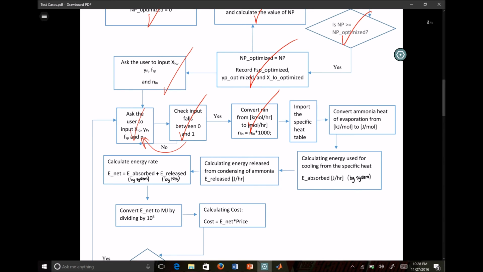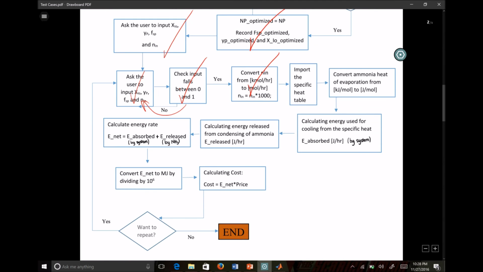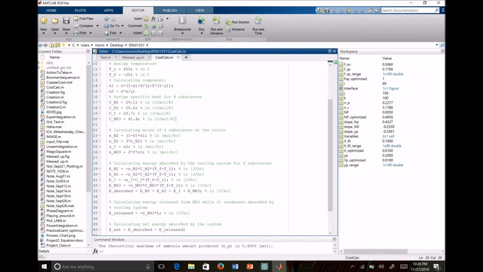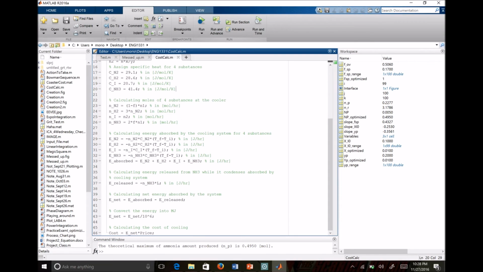So you can do this, and then the specific heat table, basically I already put it in my function. And convert the ammonia heat. Basically everything is over here. You calculate the cost, you calculate the energy, the energy absorbed, and the energy that is also absorbed by the system, because they are all exothermic processes. So you need something endothermic, something that absorbs the heat. So basically that is your system.